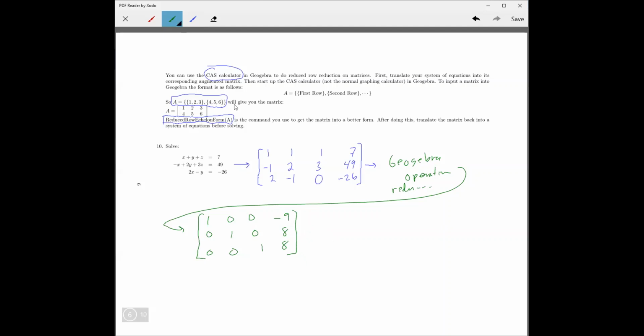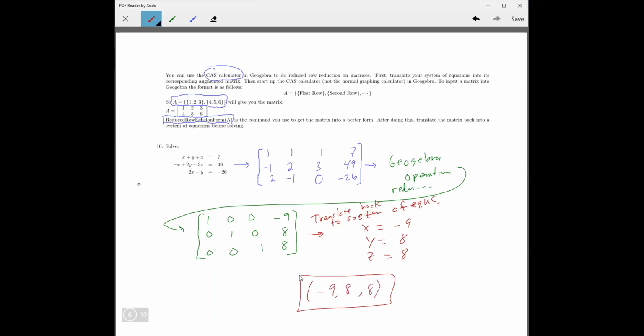And so then the next step is you translate back to a system of equations. The top row is x equals -9. The second row is y equals 8, and the third row is z equals 8. And then you just put the answer in, -9, 8, 8, and you're done.